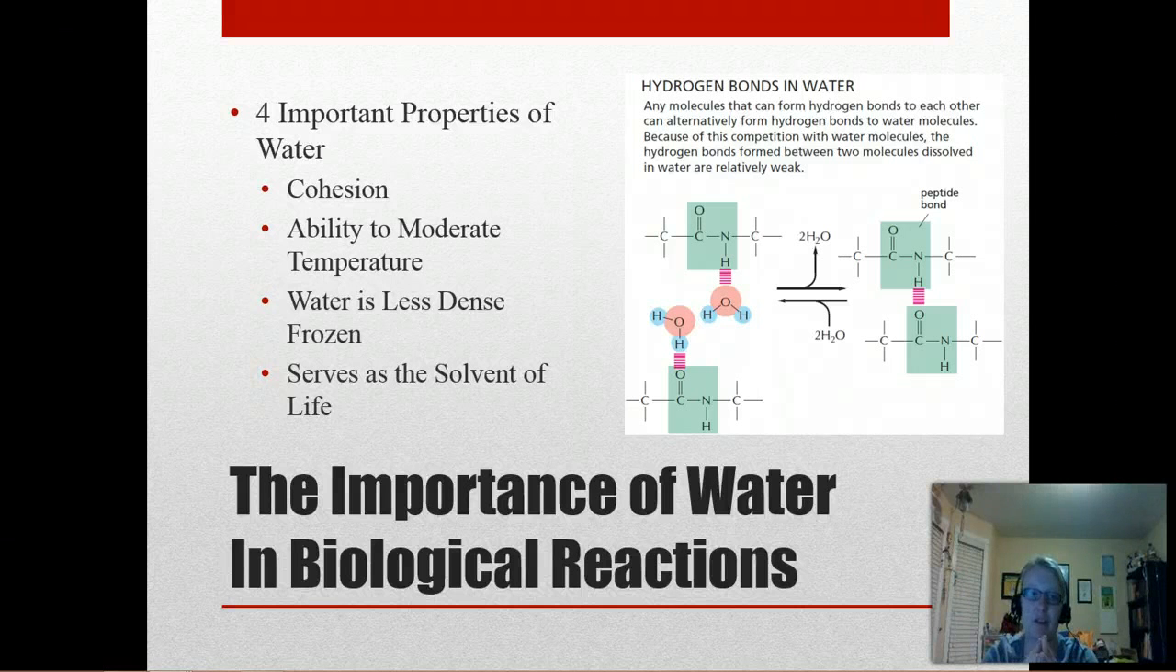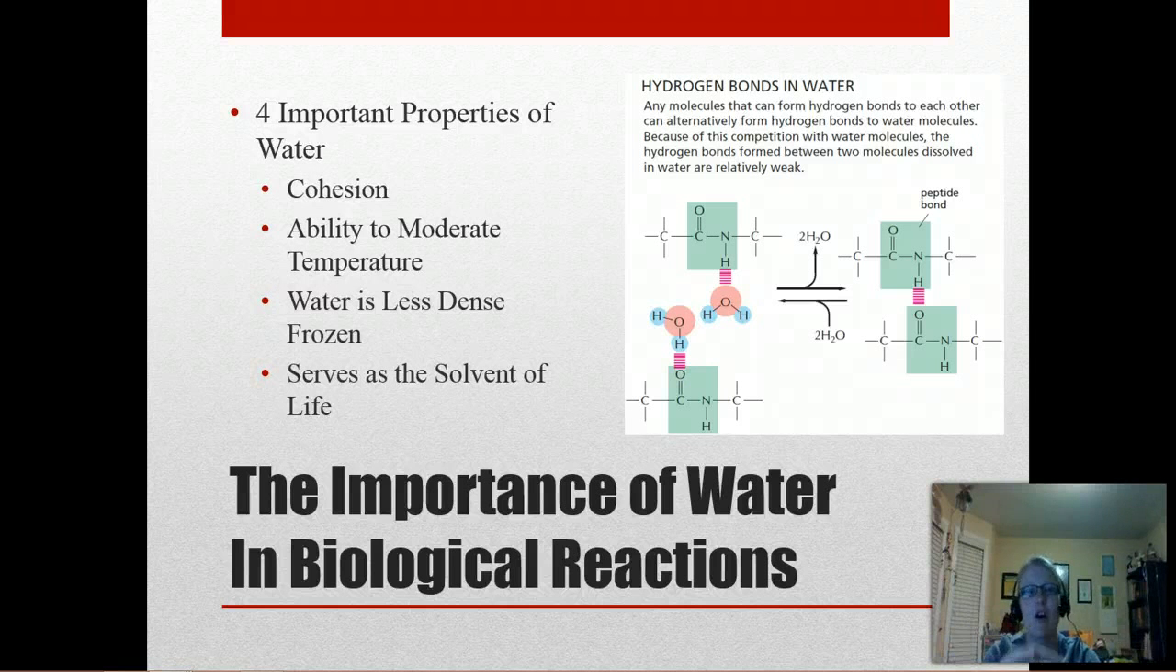It's a huge factor. Another big thing is the ability of water to moderate temperature. If water were not able to take in a lot of energy without raising its temperature, it would be really easy for us to overheat or freeze because of the fact that the water is balancing us out that way. And another big thing is that water is less dense when frozen. If water was more dense, everything would sink to the bottom and it would take forever for us to thaw the water. So it's really important to understand that.